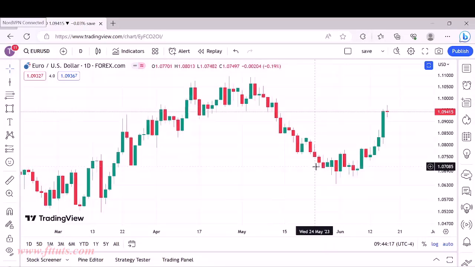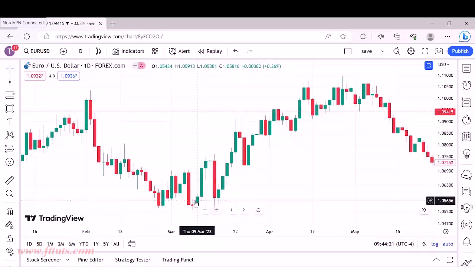On the other side of the coin, we have, like right here, for example, this was actually the real shift in market structure to the upside, but I'm going to use this, but that's for a little bit more of an advanced topic, which we'll go into probably in the next coming videos.